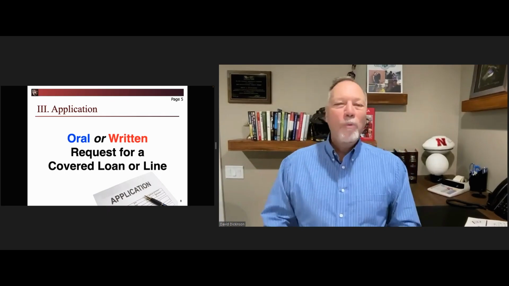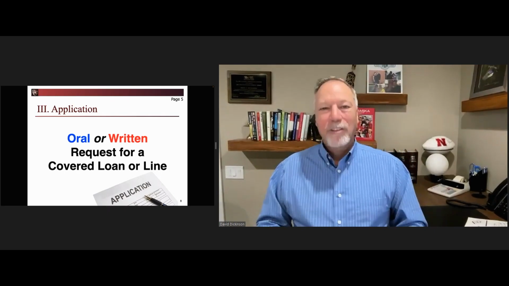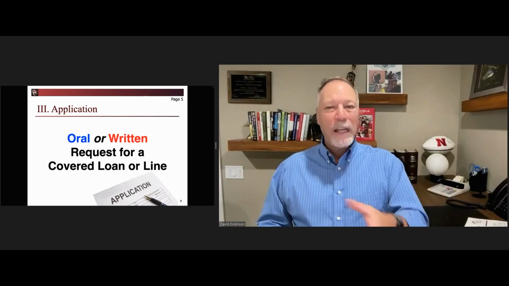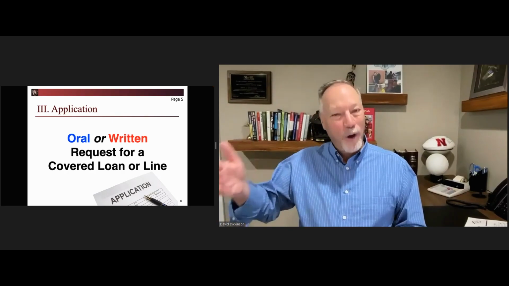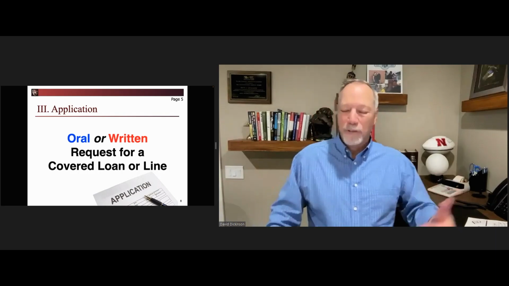The B, open-end lines, that's revolving. Home equity lines of credit. So draw the money, pay it back. You can draw it again up to a certain amount of time.